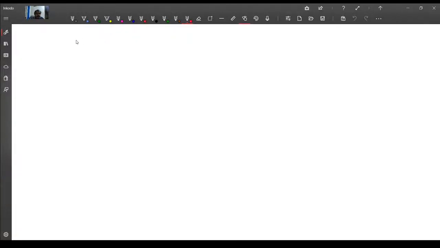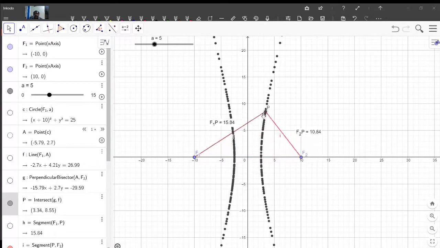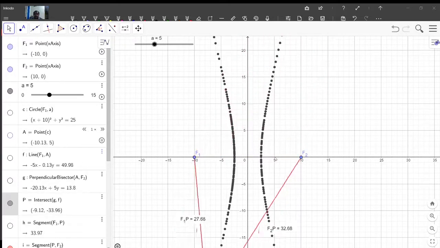Today we discuss hyperbola. Consider two fixed points on the plane. Suppose the first point is F1 and the second point is F2. Now you collect all points P in the plane such that the difference of the distances from P to F1 and P to F2 is always a constant. So you collect all such points in the plane such that the difference is 5 units. Then you can see that the trace of P gives a hyperbola.